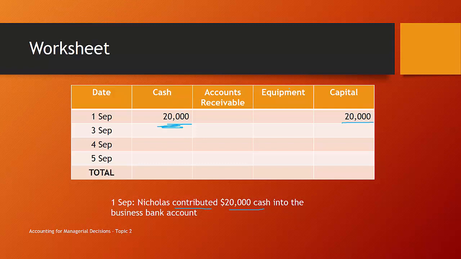Again, assets equals liabilities, of which there are none. So assets equals liabilities, which are none, plus equity. Assets equals equity. Everything's even.